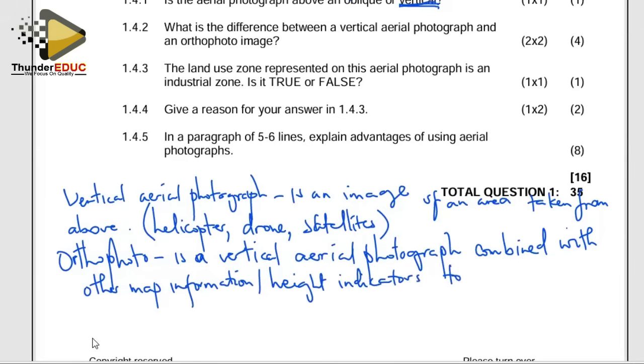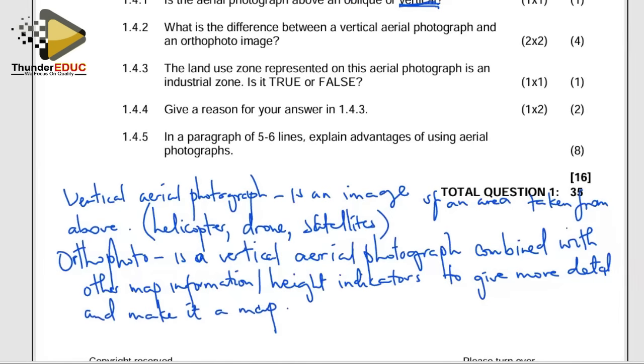To give more detail and make it a map. So originally, an orthophoto is a vertical aerial photograph, but we put additional information to that aerial photograph. We combine it with some information to make it more detailed and now make it a map.